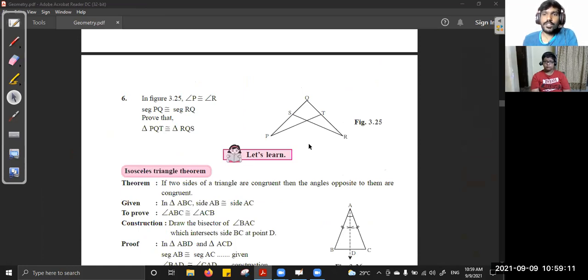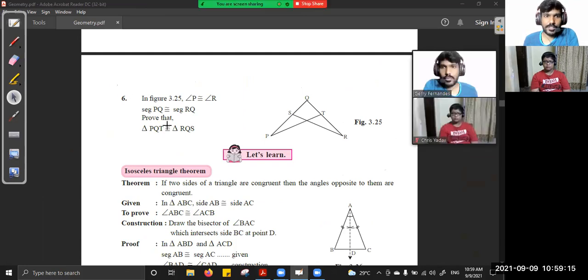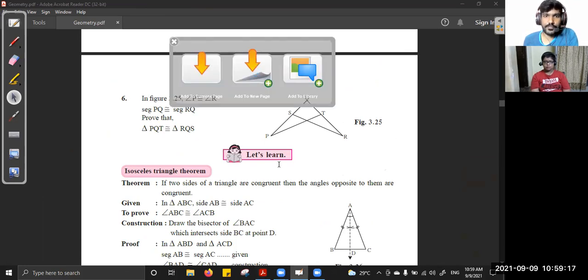Okay, we'll do the sixth one. The sixth one is the last sum of this exercise.